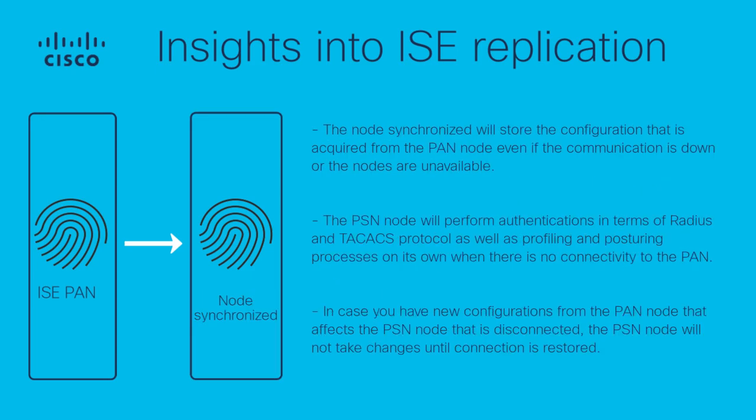In case a PSN node is not synchronized with the PAN, that does not necessarily mean that all the authentication of that node will be dropped. If the PSN was synchronized in the past, the node will retain the copy of the configuration and continue to authenticate based on the previous configuration. If you have configured or changed rules on the PAN, this will not take effect until the replication is established again.